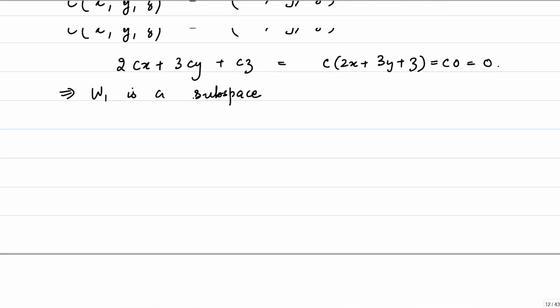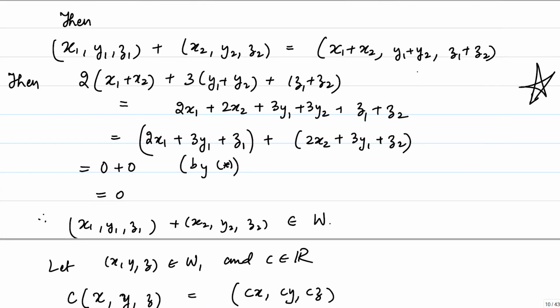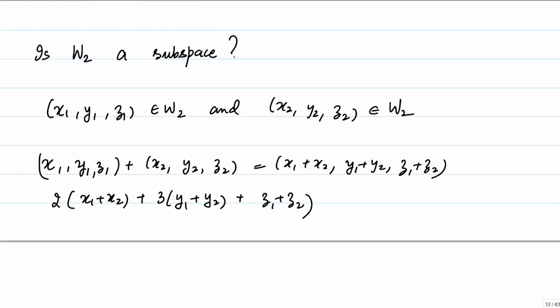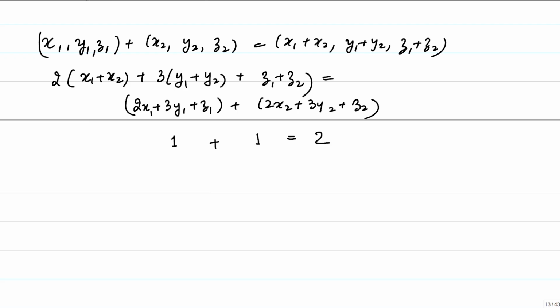Now let me show you what was put in star. Yeah, so this is what I would like to put in star. Same argument tells us that this is equal to 2x1 plus 3y1 plus z1 plus 2x2 plus 3y2 plus z2. But what is 2x1 plus 3y1 plus z1? That is equal to 1 because x1, y1, z1 belongs to W2. Similarly, this is also equal to 1, and the sum of these two will give you 2.